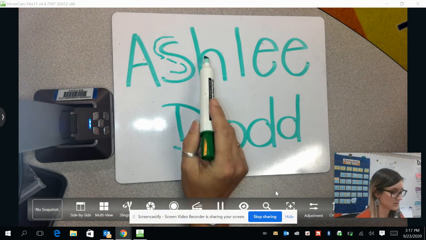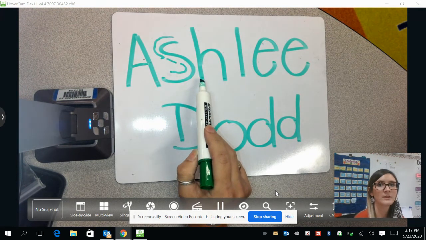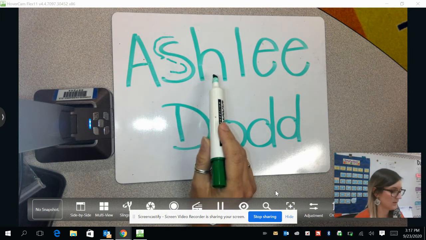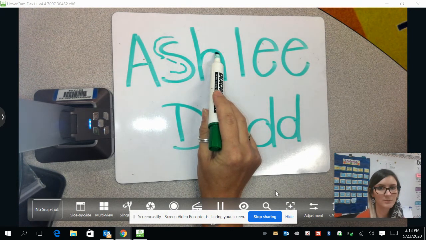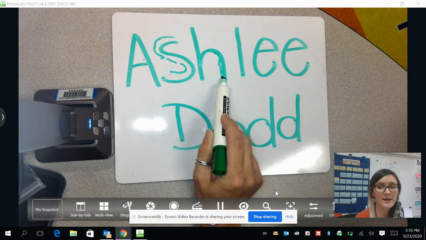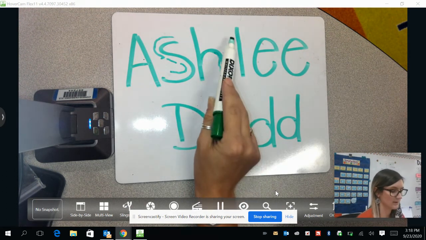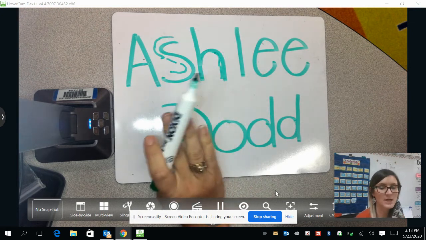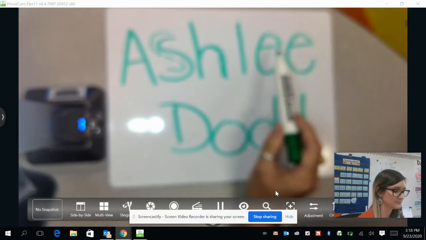Let's look at the H. The H has a long straight line back here, but then it also has a curve right here when we start with the other part of our H. And then it comes straight down to another straight line. The letter L is just completely straight. There is no curves, no nothing. We're just using one straight line.